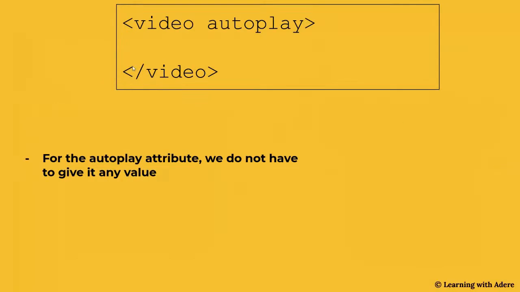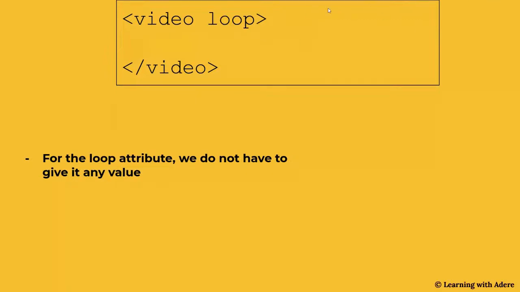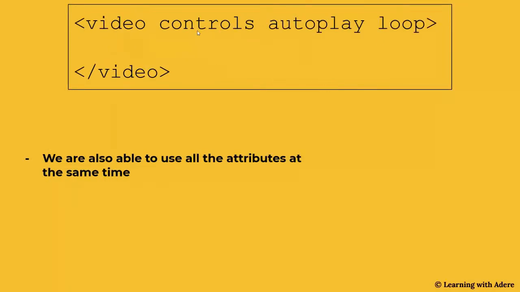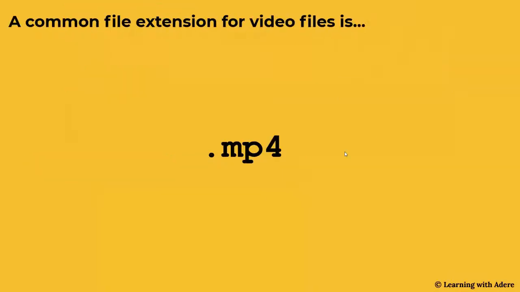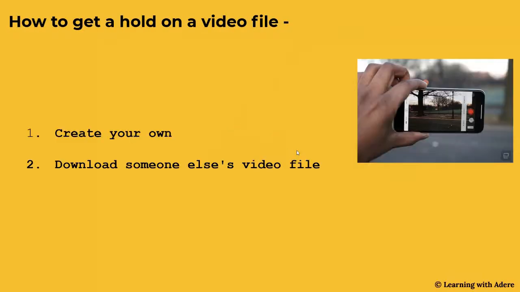For the autoplay attribute, we don't give it any value, and for the loop attribute, we also don't give it any value. So let's look at using all of them together. The video starts on its own and it also keeps restarting over and over. This is what it looks like to use all three at the same time. And a common file extension for video files is .mp4. Now, how do we get a hold of a video file?